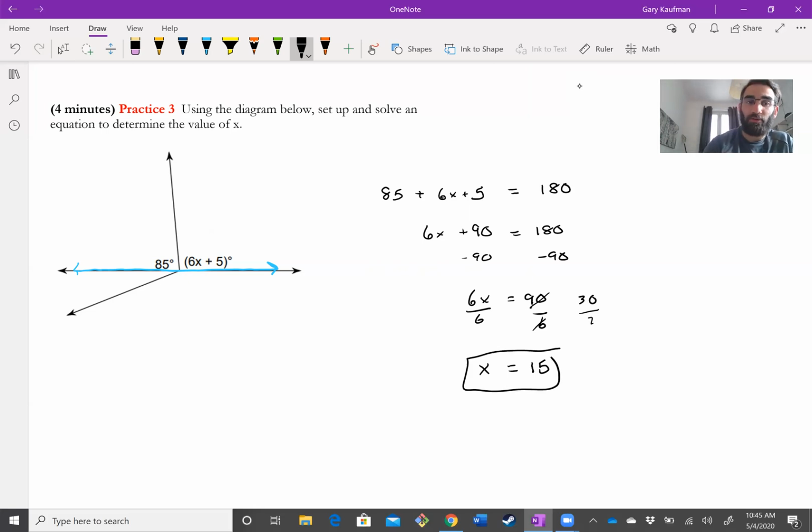Again, you can check real quick. 6 times 15 plus 5 ends up becoming 90 plus 5, which is 95 degrees is the measurement. So this and this make up 180, which is our goal. They're supplementary.